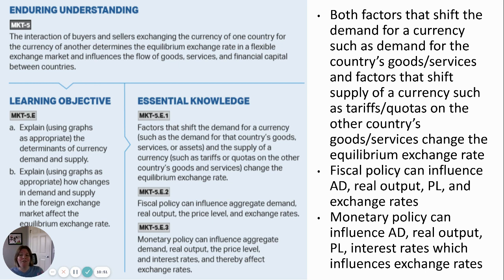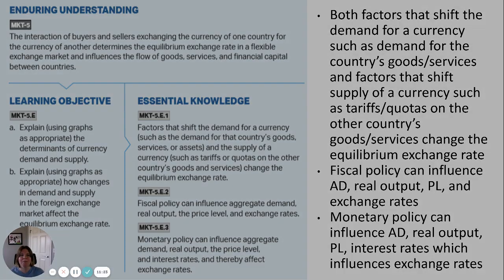So it's important to know that fiscal policy can influence aggregate demand, real output, price level, and then also exchange rates, basically. Fiscal policy can affect the price level by shifting aggregate demand, and that can affect the demand for our net exports. When our price level goes up in the United States, foreign countries don't want our products as much because they're relatively more expensive, comparatively. Monetary policy can do just the same. Monetary policy can influence aggregate demand, and that can influence output and price level, and interest rates, which also influence exchange rates, basically.